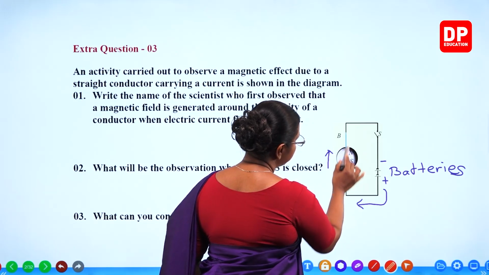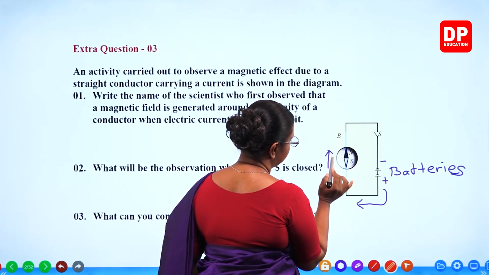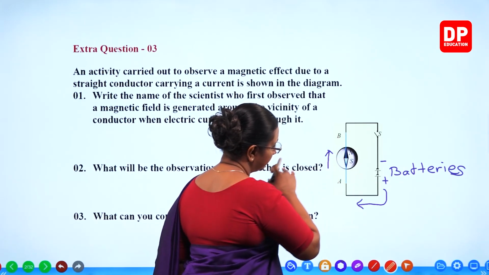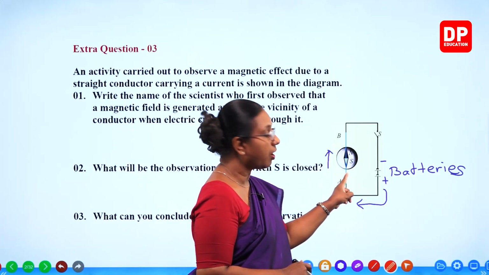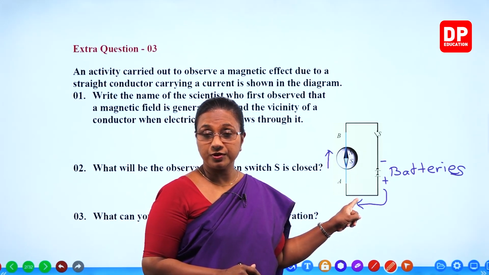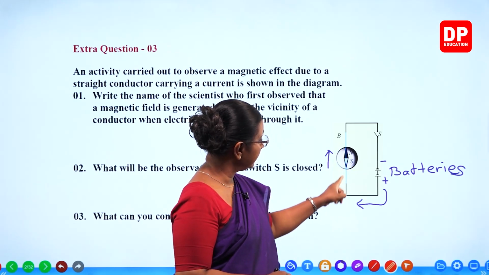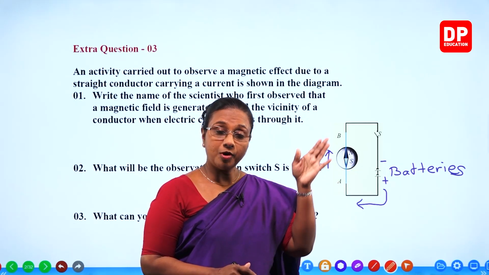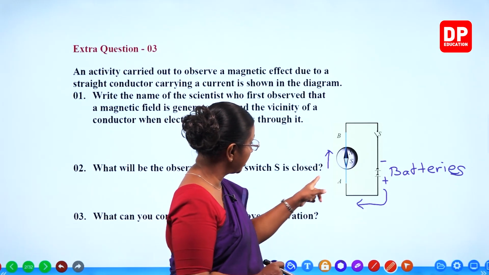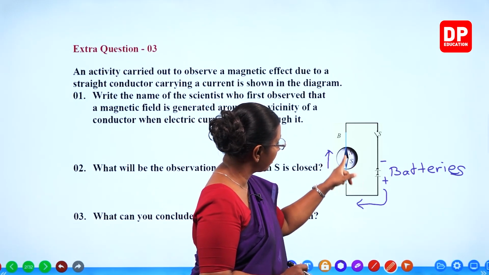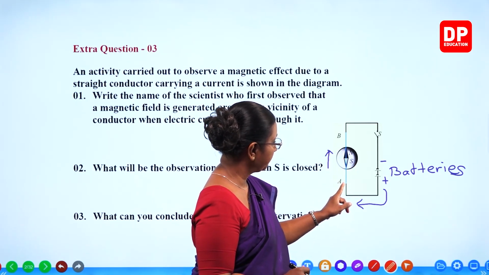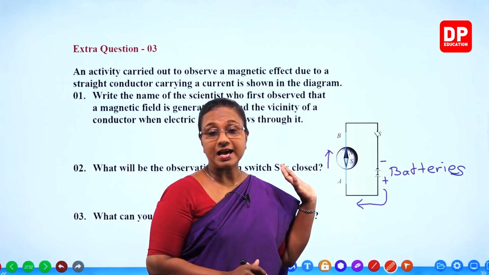Then you can see this blue color line AB is the conductor, and below the conductor there is a compass. You all know the function of a compass. The pointer, the indicator of the compass, will point towards the north-south direction, like shown here. You can see north and south. So it points that way. So you are familiar with this activity, students.